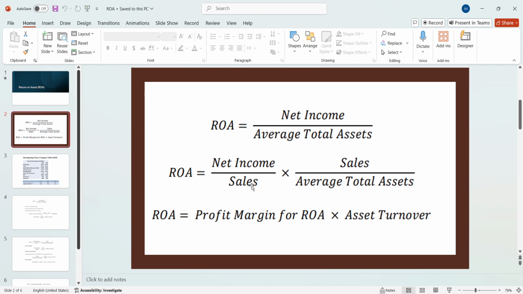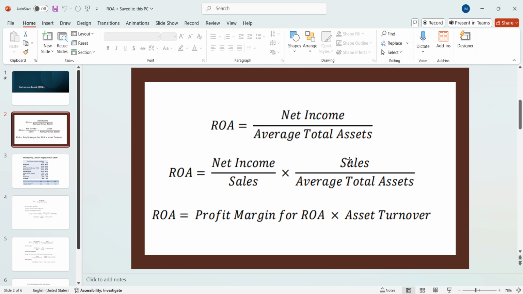For the base formula we can incorporate sales. By dividing net income by sales we get profit margin, and if we plug sales and divide it by average total asset, we get asset turnover. So basically return on asset is the multiplication of profit margin and asset turnover. If we multiply these two values, we can get return on asset.